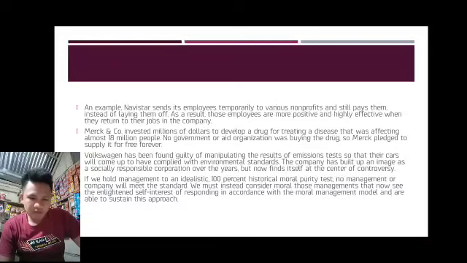Volkswagen has been found guilty of manipulating the results of emissions tests so that their cars would appear to have complied with environmental standards. The company has built up an image as a socially responsible corporation over the years but now finds itself at the center of controversy.